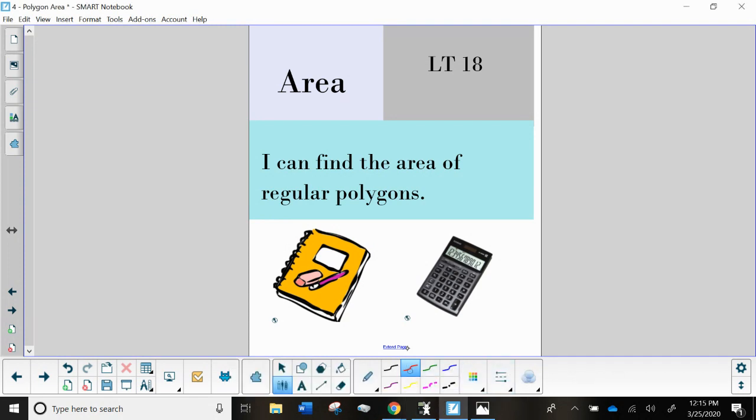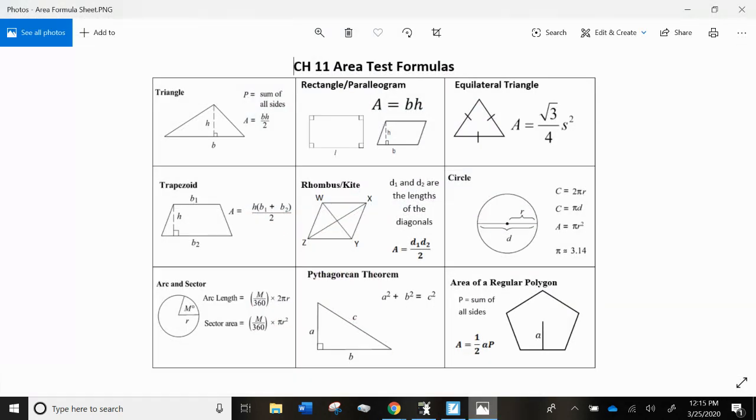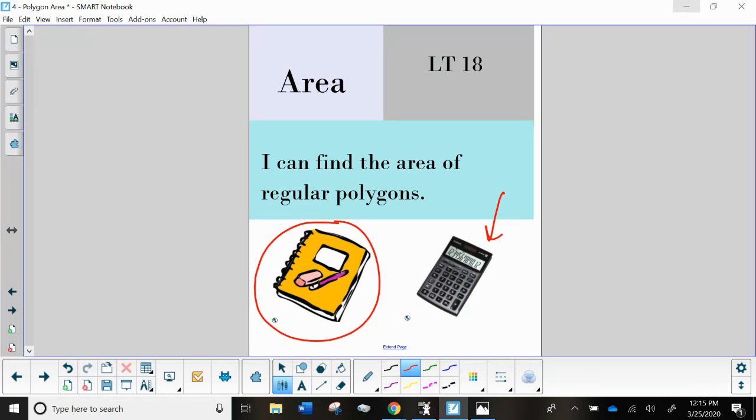You are going to need your notebook or just a piece of scratch paper, something to write with, your calculator, and this formula sheet that you should have copied earlier in the week. At any moment during the video, feel free to pause. If you need to pause right now and grab your stuff, please do so. Or if you need to rewind to rewatch something, that's fine too.